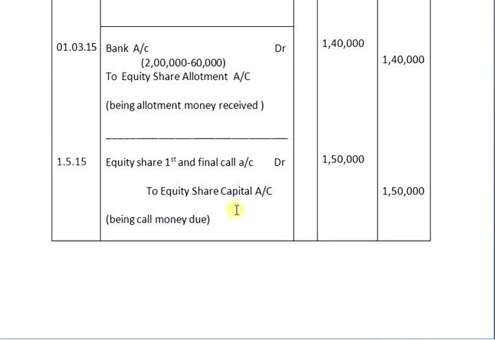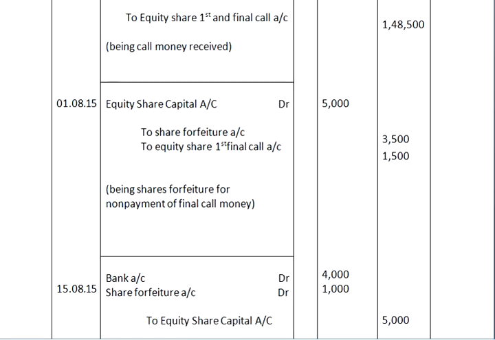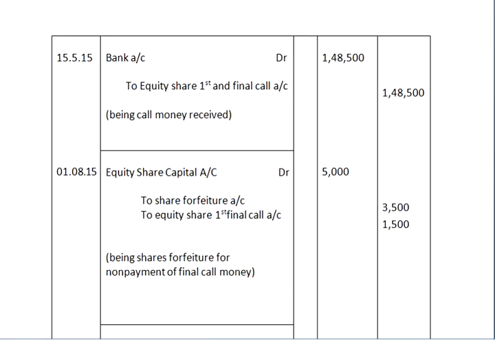Next, on first and final call, given on 1/5/2015, equity share first and final call account debit to equity share capital account, being call money due. Here what happens? 50,000 into 3, it becomes how much? 1,50,000 and 1,50,000, the due transaction. Next it will be for the received transaction.